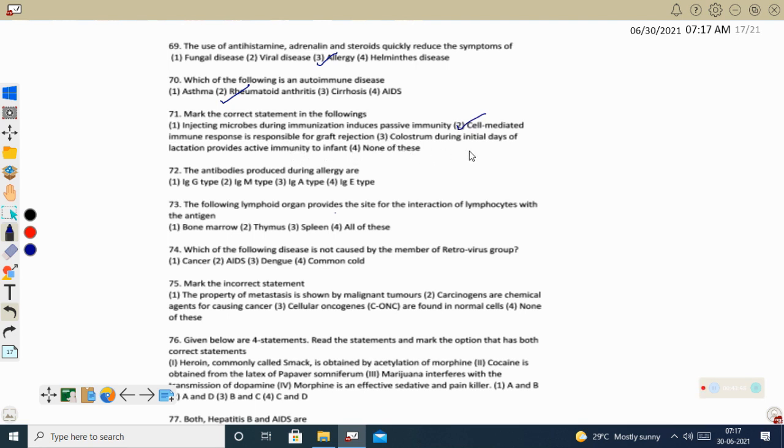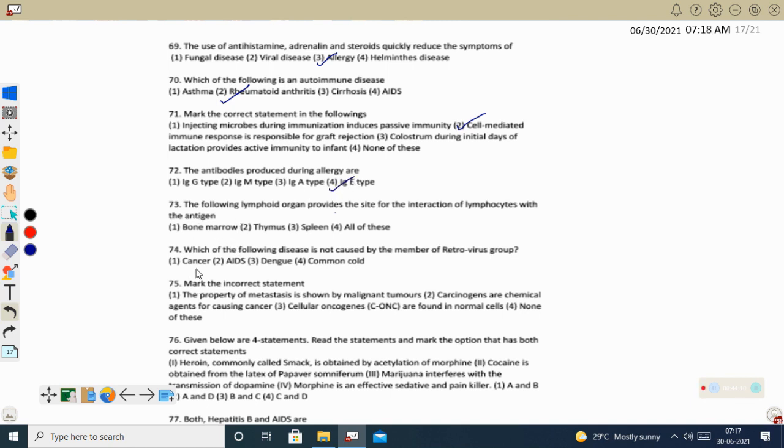Next one, colostrum during initial days of lactation provides passive immunity to the infant. Colostrum consists of IgA antibody that gives a natural passive immunity. So that is also wrong. Okay, next question, the antibodies produced during allergy are IgE type.